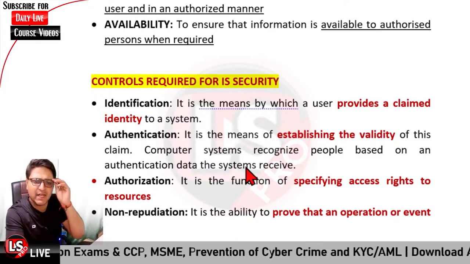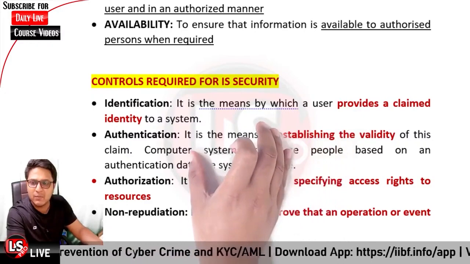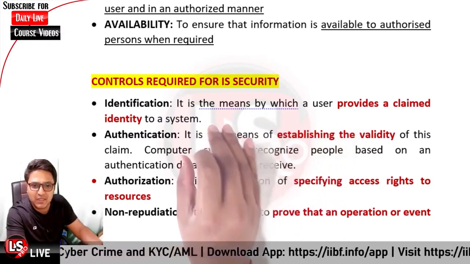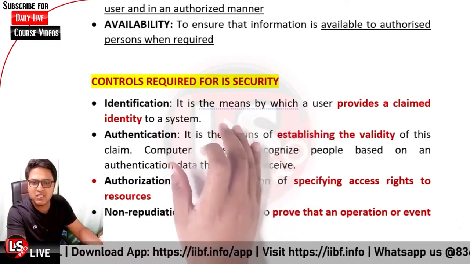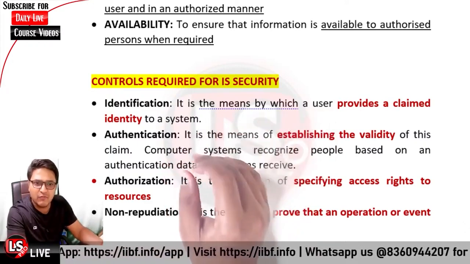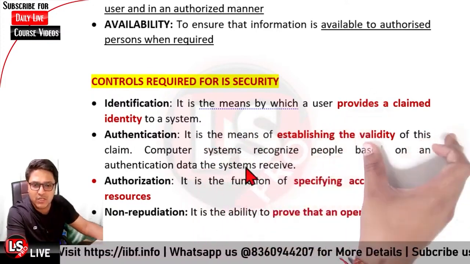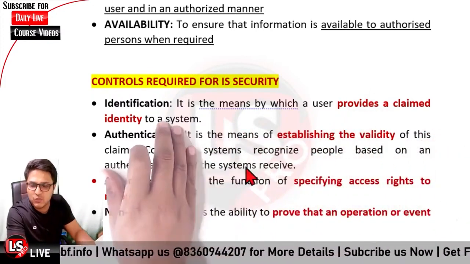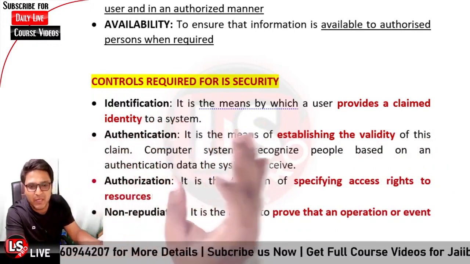First of all, it is regarding the identification. There must be some method to identify the authorized person by the user. How will the authorized person be identified? There must be some user ID which can be assigned to a particular user, and using that user ID, it can be identified that this entry was done by that particular user only.